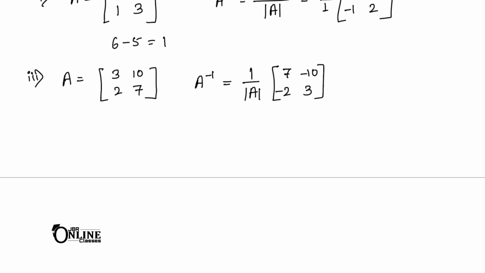Now here det A means 7 into 3, 21 minus 20, that equals 1. So that means here the final answer is 7, minus 10, minus 2, and 3. Okay, now next one, sum number 44.